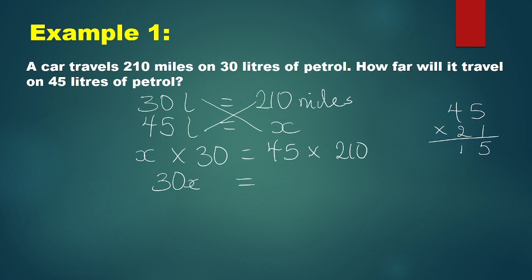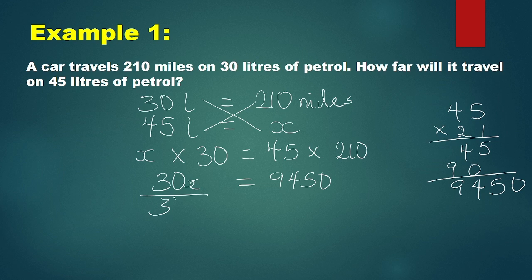That's 5, and this is 4. This is 10. 2 times 4 is 8 plus 1, 9. That's 945. Don't forget your extra 0. So we have 9,450. Then I'll divide both sides by the coefficient of x, which is 30.